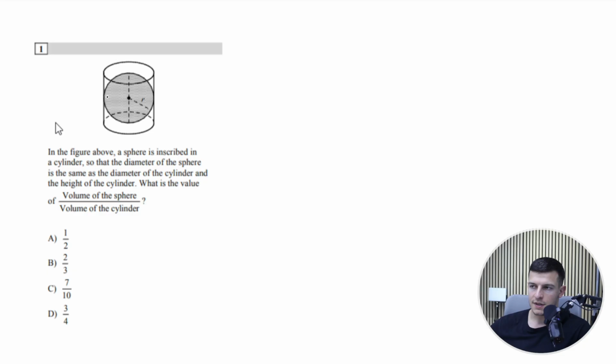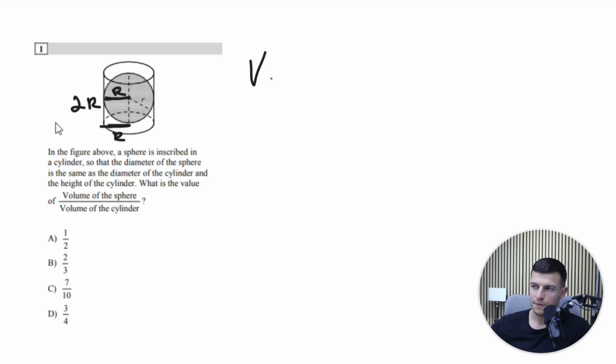So from this image and description, we understand that this ball, the sphere, is inside the cylinder and it's touching everything, meaning it touches the side, it touches the top and the bottom. So if the sphere has a radius of r, the cylinder will also have a radius r, and the diameter of the cylinder, meaning the top and the bottom, is going to be 2r, which is also going to be our height for the cylinder, right?